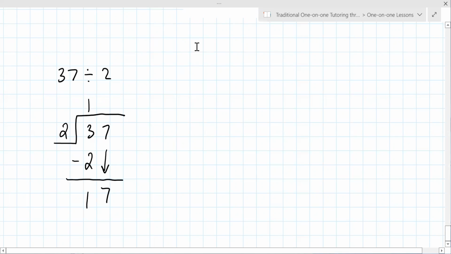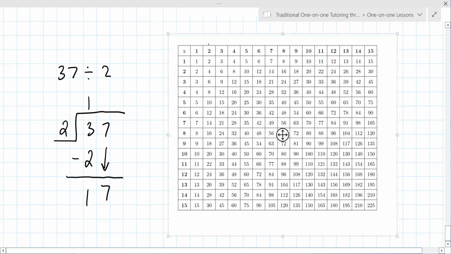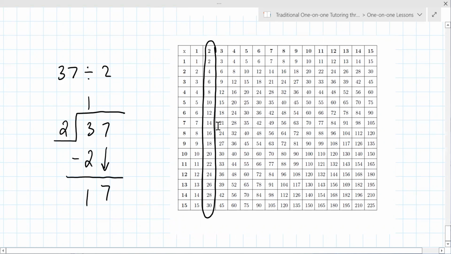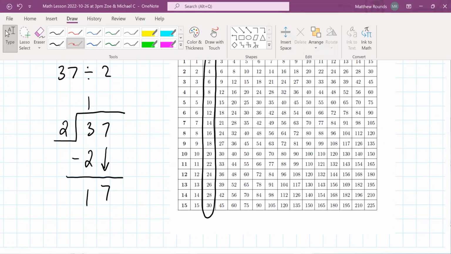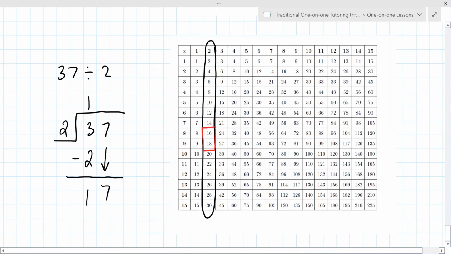So again, you go to your table and now you look in the column. Well, actually, which column do you look in, Michael? 2. And you figure out where is 17 in that column. Well, it's not there perfectly, but it's between which 2 numbers? 16 and 18. Yes, we're looking at 17. And so we choose the smaller number. 8. Okay, so now take 8 times 2 and subtract. 1. So you have a remainder of 1.